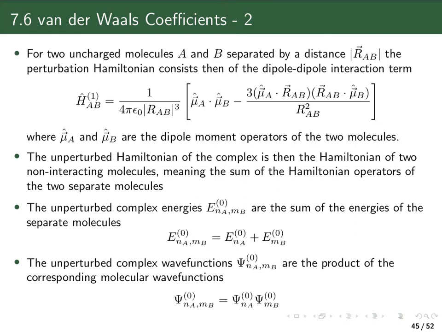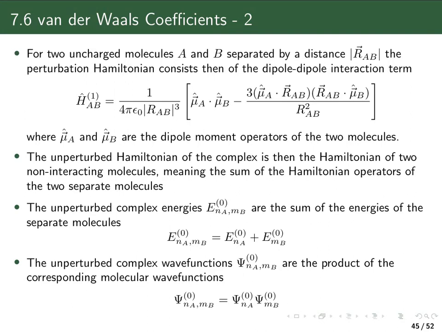And we have in previous chapters seen terms like this, which are then here the dipole-dipole interaction term. And it depends to the third power of the distance between the two charge distributions. And here we have the dipole moment operator for one of the two molecules, and here we have the dipole moment operator for the other molecule. And as I said, the molecules are separated by a distance RAB.